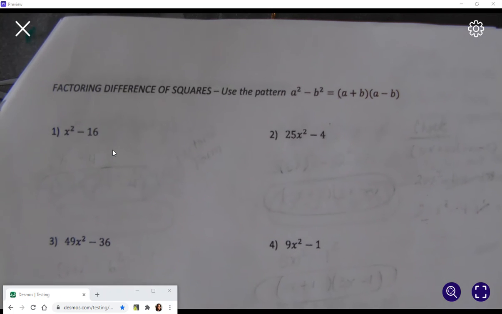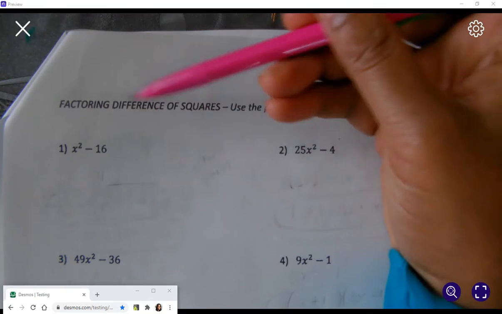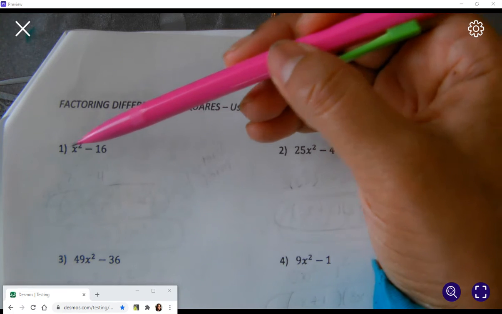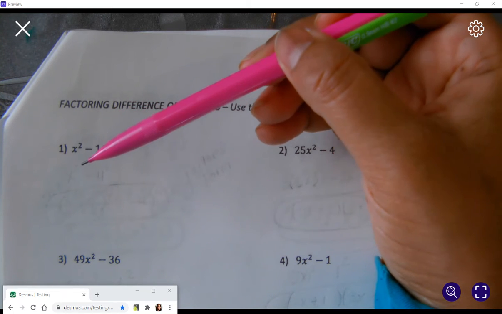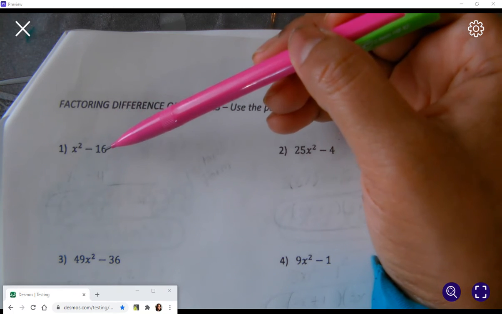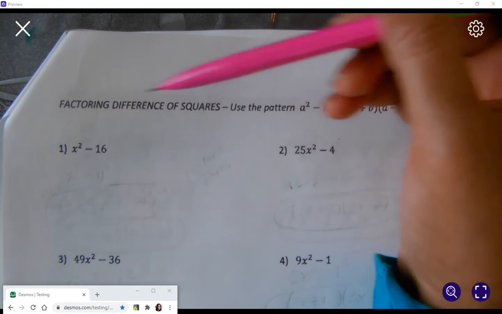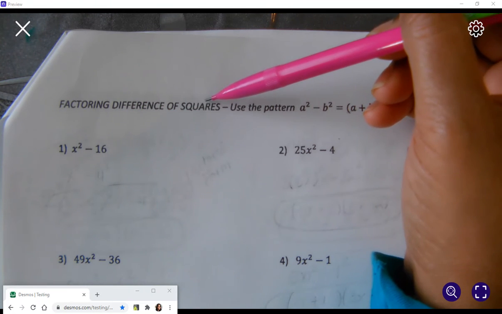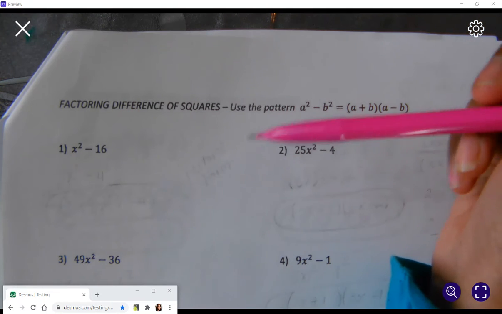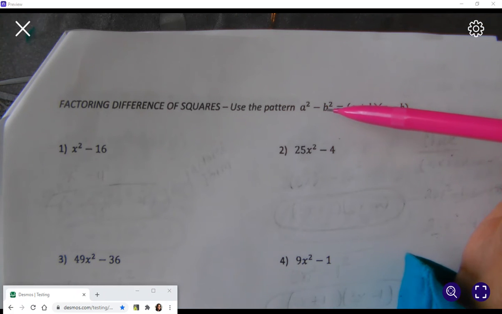Okay, so here's page 3, and on page 3 we have some special types of binomials. Here we have x squared minus 6, so we have a binomial. When I look at it, I know that there's not a common term, a greatest common factor, between both of these. But we still can factor these using factoring difference of squares, okay?